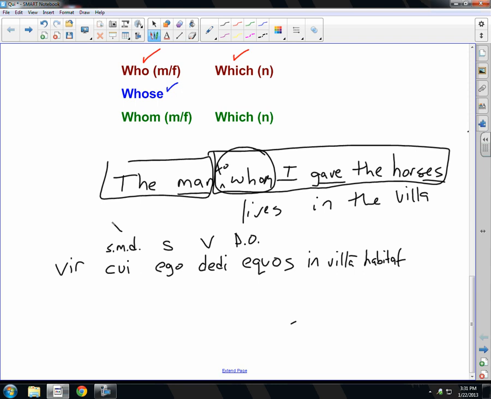Once again, the relative cui refers to man, but in this case, it is not going to be nominative because it's not being used as a subject inside of that clause. In this case, it's being used as the indirect object of that relative clause. So, make it dative. And again, like I said, I like to put the verb at the end of my relative so that people know that I'm finished with my relative clause.